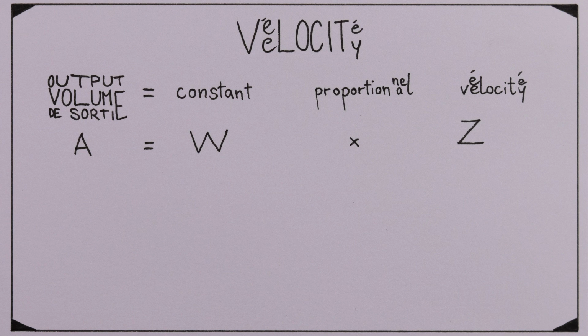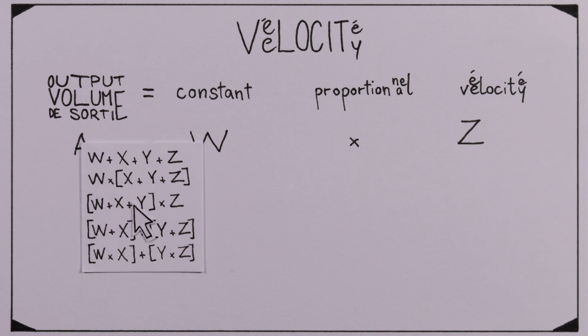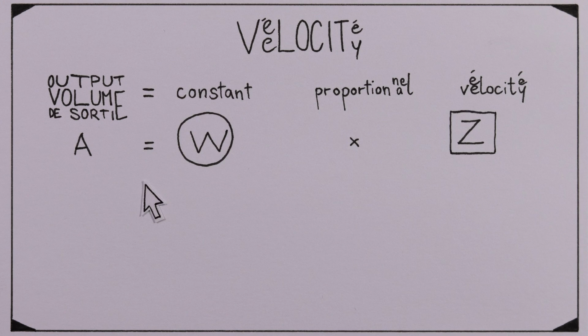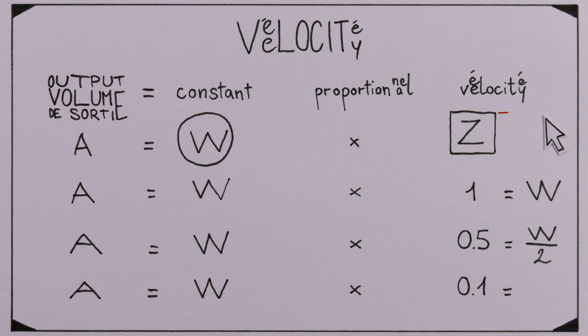To achieve this, we'll need to adjust the structure of the formula, which means changing the signs between the terms. By clicking on the letter, the menu we need will appear. Let's select a structure where Z is multiplied by W. Then set the second value of Z to 1, and now our formula is scaled from 0 to 100% by the value of Z. If Z equals 1, then A will equal W and produce the maximum value. If Z equals 0.5, then A will equal W divided by 2, halving the output volume. If Z equals 0.1, A will equal W divided by 10, etc.